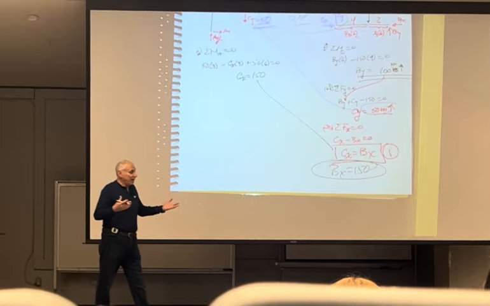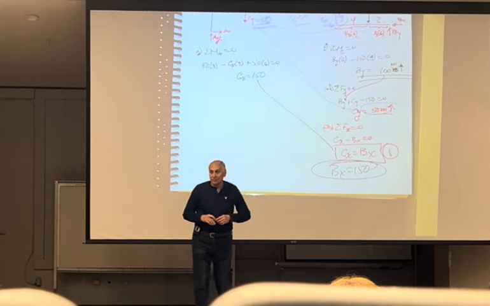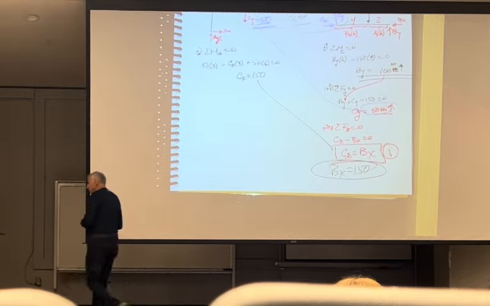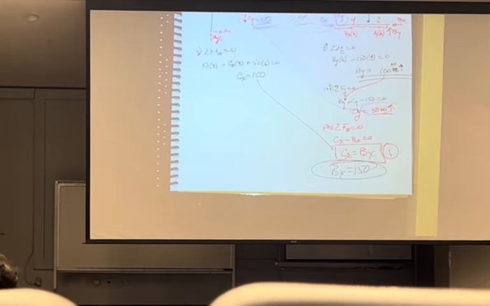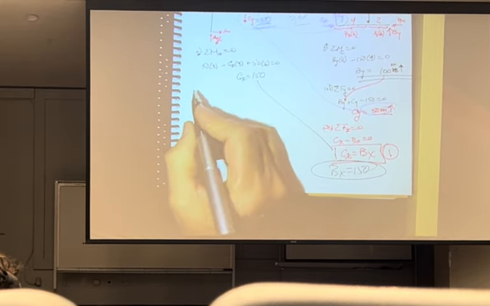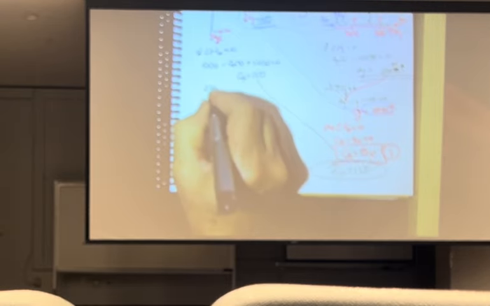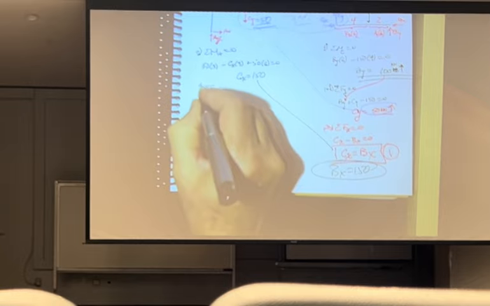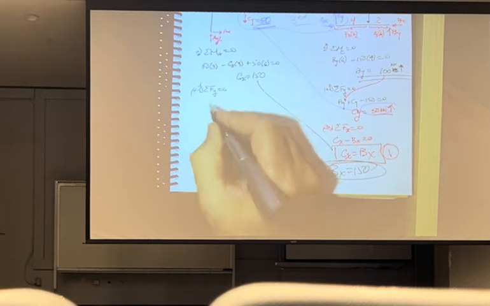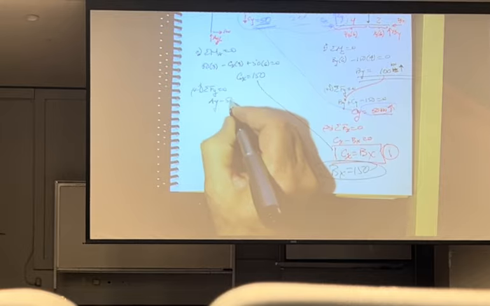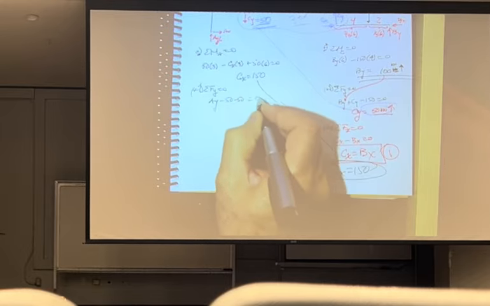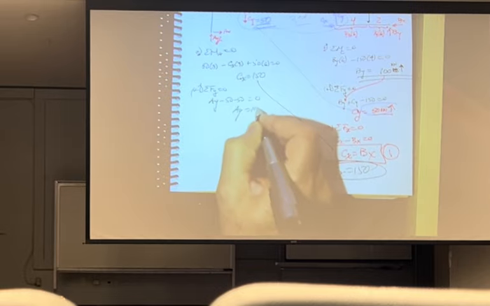Because Cx equals Bx, right? And now I can come in and say, sum of forces in the Y equals 0, positive up. That says Ay minus 50 equals 0. Ay equals 100.